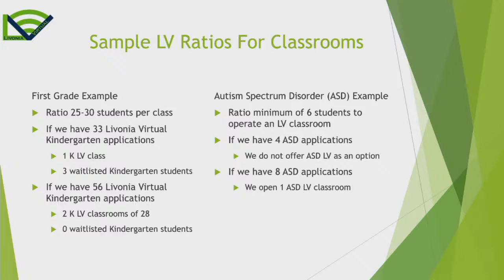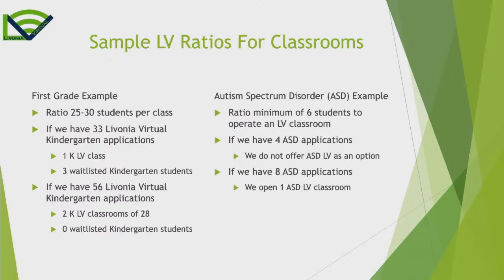And then based on that, our design of the program will start to take shape as far as how we offer specials, who will be the interventionist for the Livonia Virtual students. But how we're going to staff Livonia Virtual is we'll use ratios, and this is an example. On the left you see a first grade example, and we set a ratio of 25 to 30 students per LV class. Excuse me, that should say kindergarten at the top.